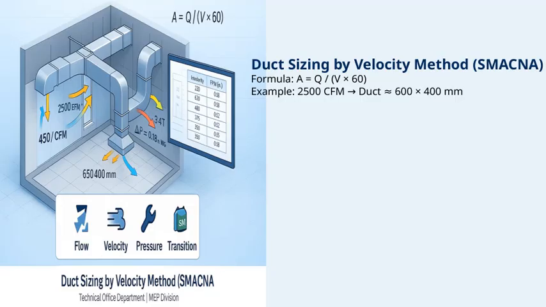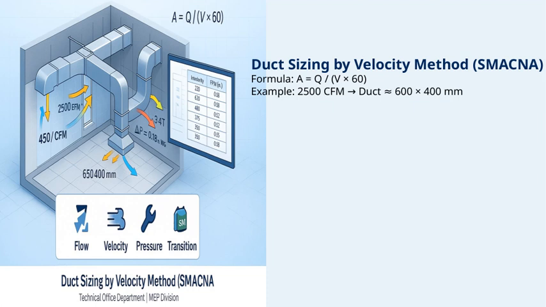Let's take a closer look at duct sizing using the velocity method, as outlined by SMACNA. The core idea here is to determine the cross-sectional area of the duct based on the airflow rate and the desired velocity. The formula we use is simple. A equals Q divided by V times 60. Here, A is the duct area, Q is the airflow in CFM, and V is the velocity in feet per minute.